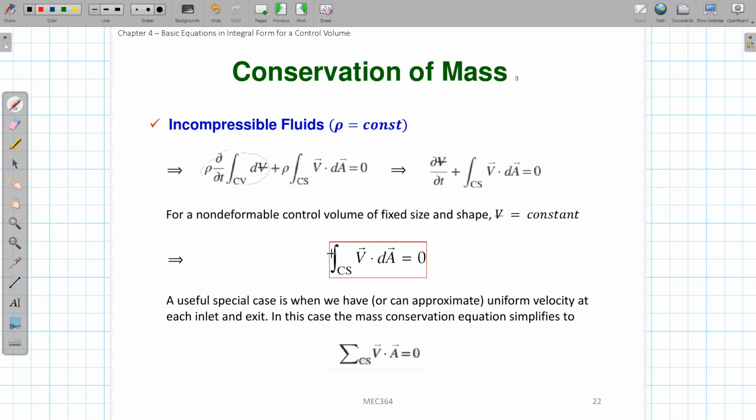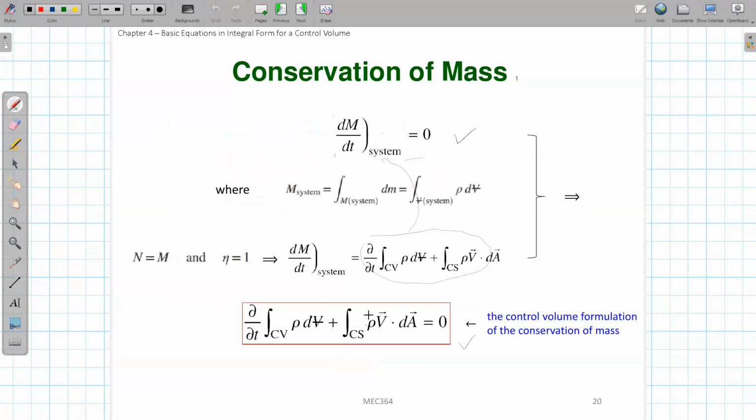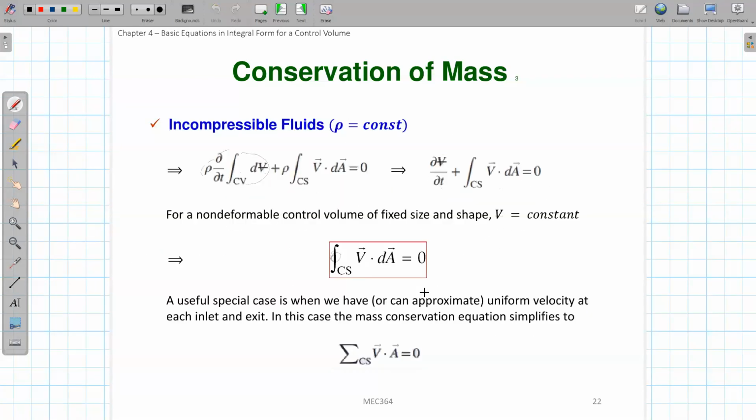mass flux around the whole control surface will just become equal to 0. This CS is the control surface, which is the interface of your control volume, the boundary of the control volume you define. So this will be the final equation for this special case. For the conservation of mass, it's much more simplified than the original one, when the density is constant and this volume V is also constant.